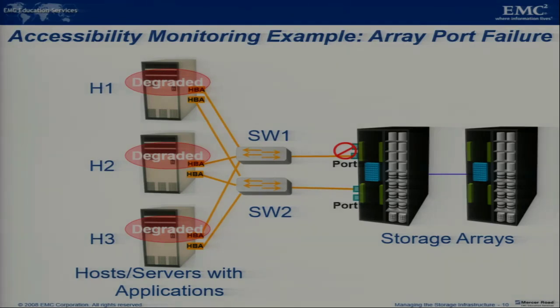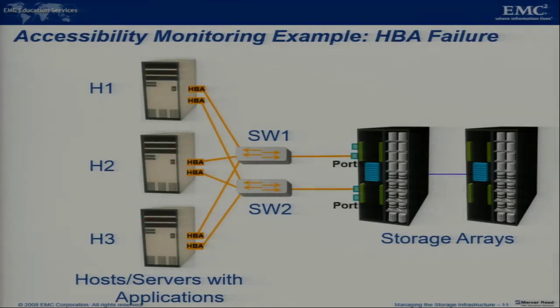So this was about the accessibility monitoring example where an array port failure happens. In the next class, we will be discussing what happens if the HBA, host bus adapter, fails. You can see there are 3 servers, H1, H2, H3, and there are host bus adapters present. So what is going to happen if those host bus adapters fail? We will continue in the next class.